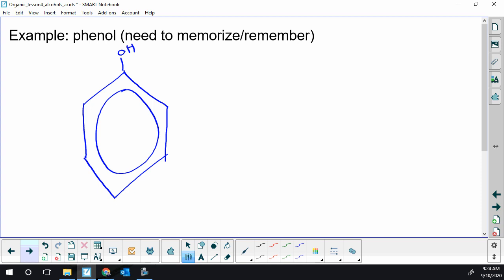And you could see derivations of this. You could have a 2-methyl phenol if you're 1 away. And one more slide on alcohols before we move into carboxylic acids.